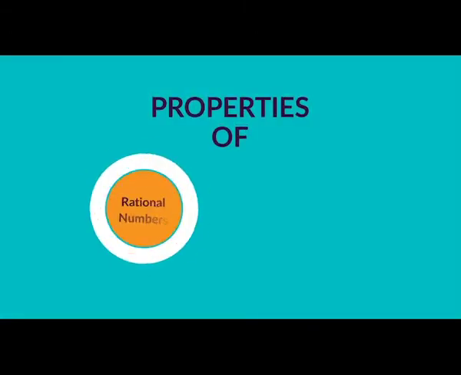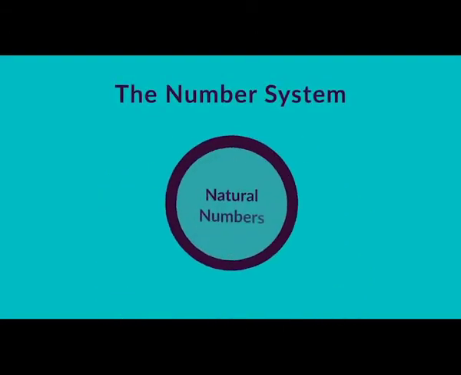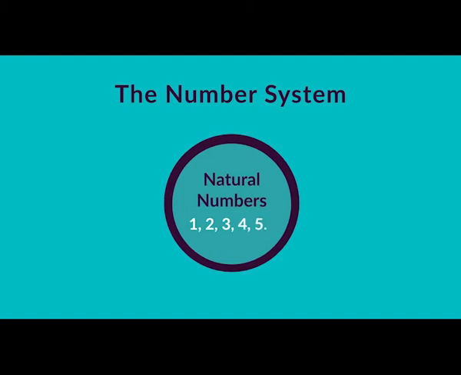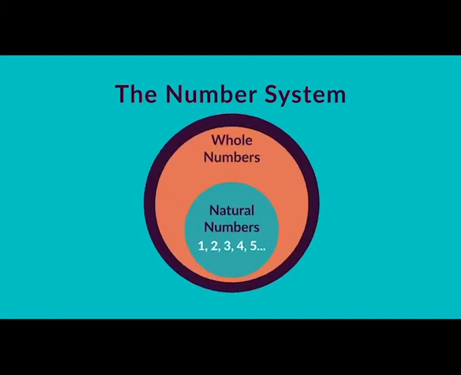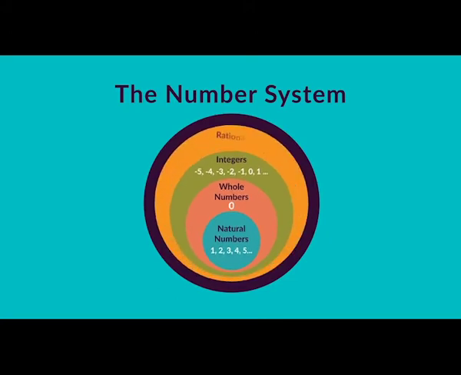We're going to look into the properties of rational numbers and irrational numbers in this lesson, but first, a recap. Natural numbers are 1, 2, 3, 4, 5, and so on. Whole numbers are the natural numbers together with 0. Integers consist of the natural numbers, 0, and the negative numbers. Rational numbers are those numbers which can be expressed as a ratio or fraction between two integers.